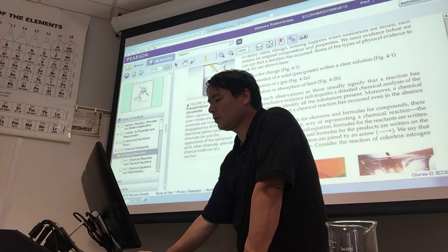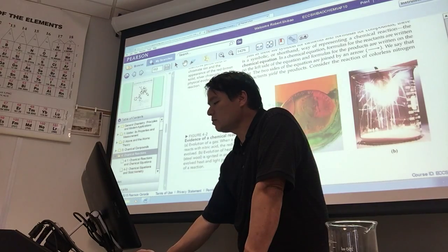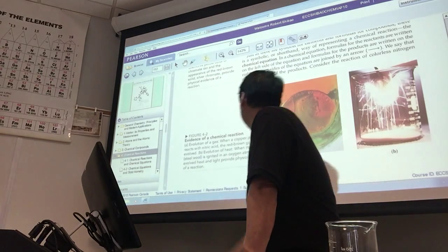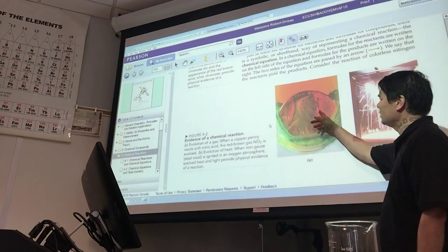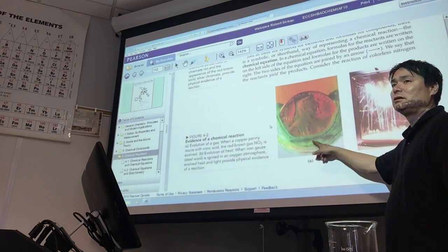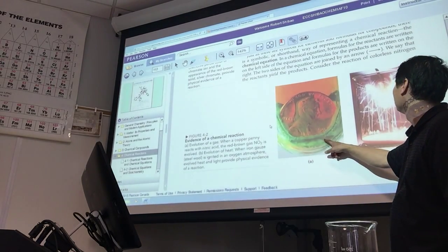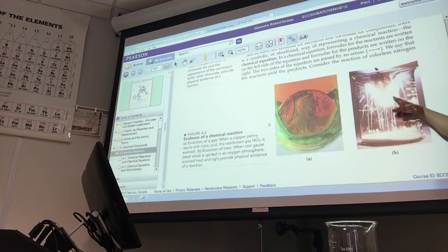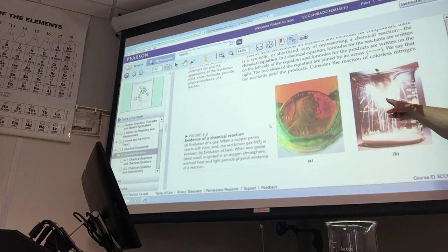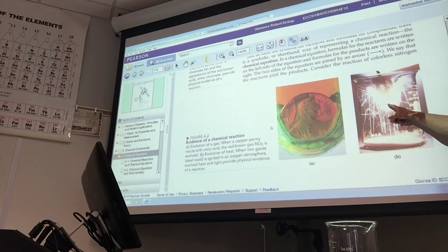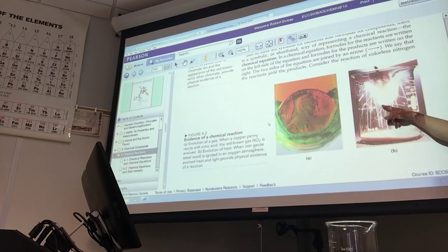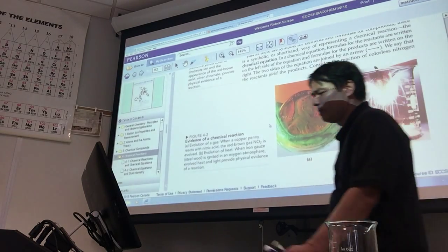So this is a double replacement style reaction there. This one here with the penny, this is a redox reaction. This is a penny and nitric acid. See how it's turning green here. This is a combustion reaction here, burning steel wool, which is iron, so just burning iron in there.